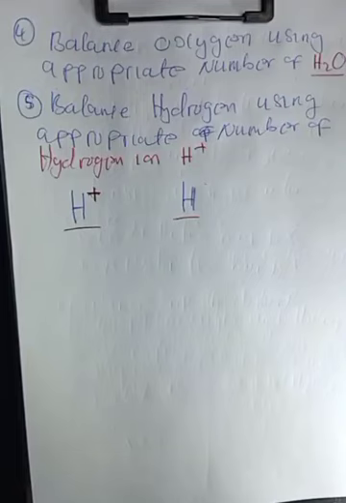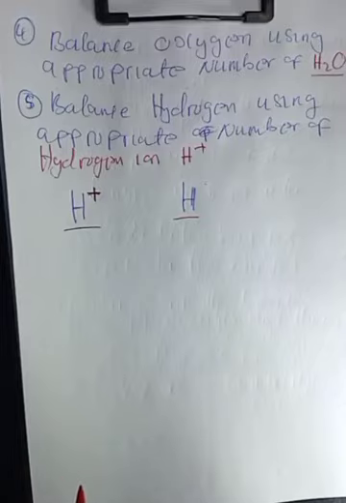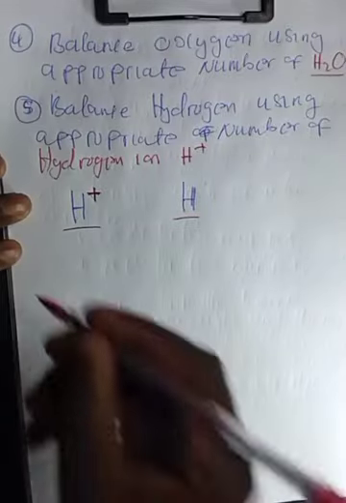So we assign oxidation numbers. We identify which one is the reduction and which one is the oxidation half reaction. Number 3, we have to balance all the elements except oxygen and hydrogen. Number 4, we have to balance oxygen using water molecules. Number 5, we need to balance hydrogen using hydrogen ion.